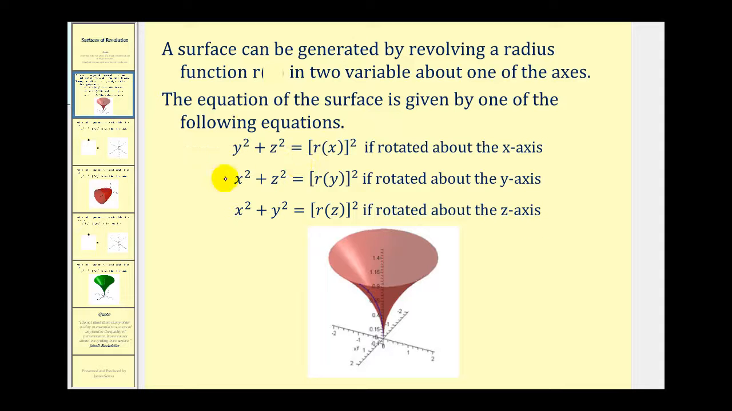So if you look at the left side of these equations, they should remind you of the equation of a circle. So really what's happening here is we have these circles that are projected along the x, y, or z axis where the function controls the radius of those circles. Let's take a look at an animation to get a better idea of what's happening here.